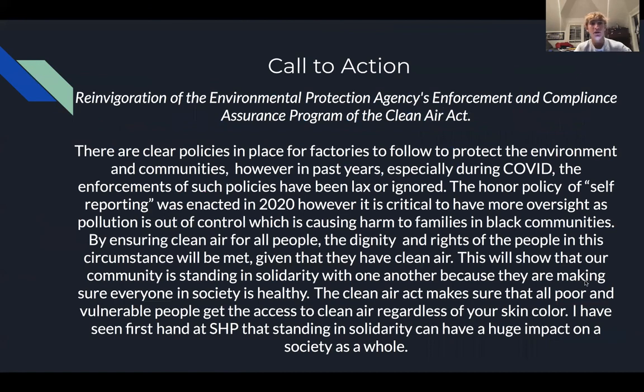Call to action: reinvigorate the Environmental Protection Agency's Enforcement and Compliance Assurance Program of the Clean Air Act. The honor policy of self-reporting was enacted in 2020. However, it is critical to have more oversight as pollution is out of control, which is causing harm to families in Black communities. By ensuring clean air for all people, the dignity and rights of the people in this circumstance will be met, given that they will have clean air. This will show that our community is standing in solidarity with one another because we are making sure everyone in society is healthy. The Clean Air Act makes sure that all people who are poor and vulnerable get access to clean air regardless of skin color.